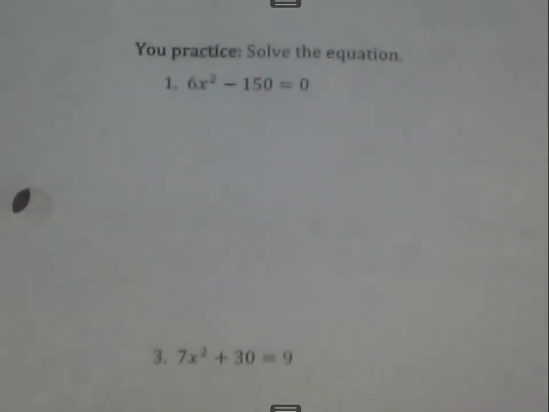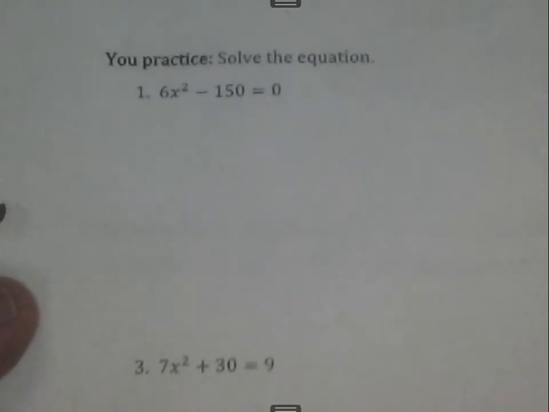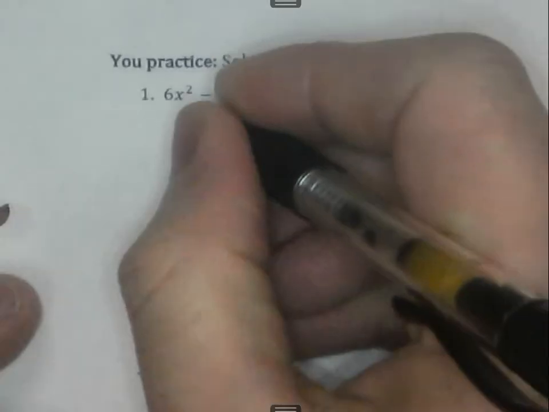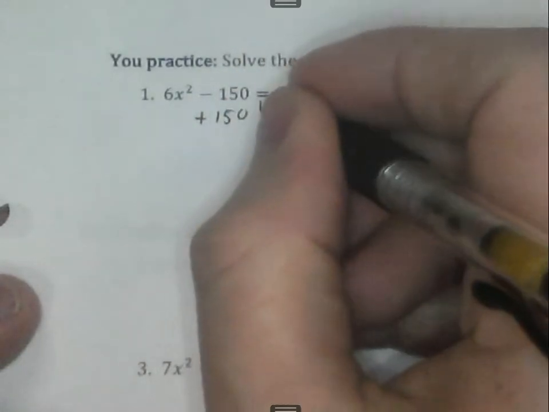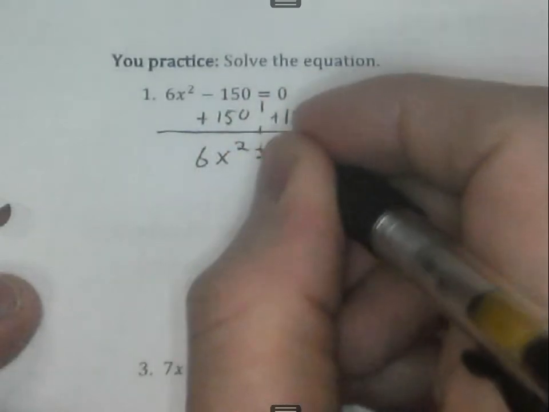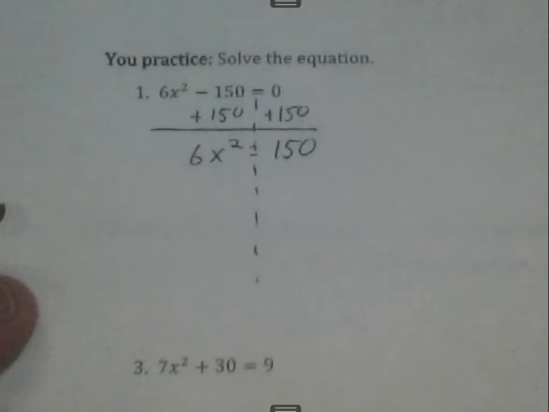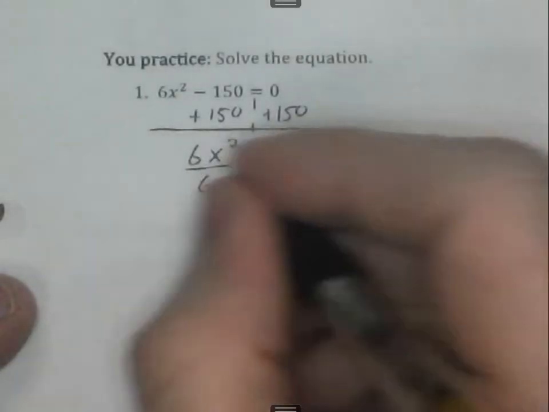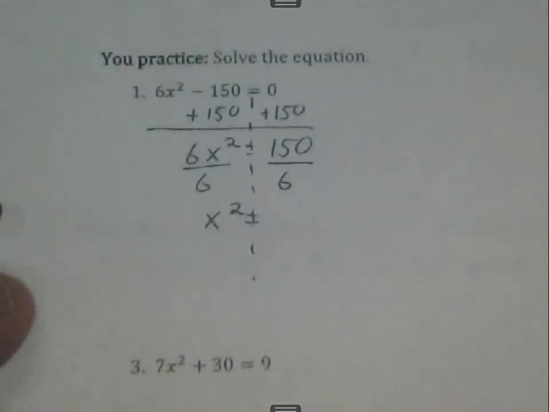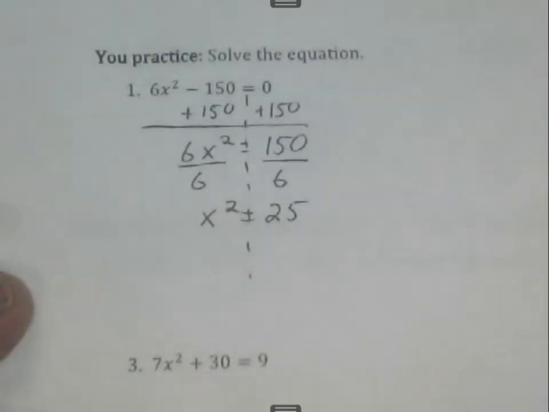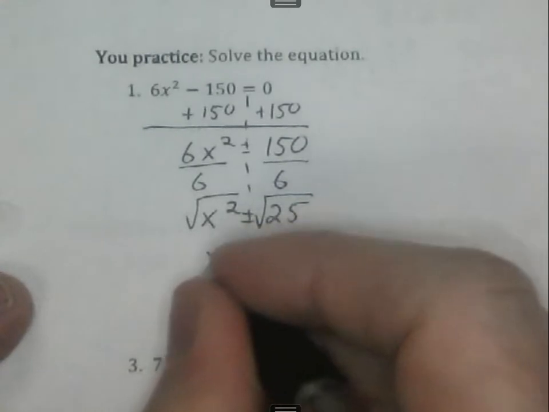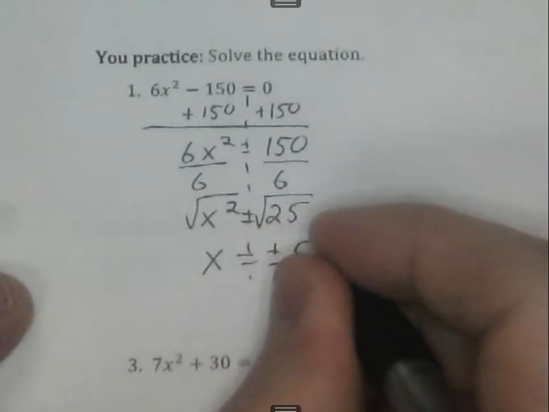All right, why don't you go ahead and try the U practice for number 1. The answer is, add 150 to both sides. This gives you 6x squared equals 150. Divide by 6. X squared is equal to 25. Take the square root of both sides. This gives you x equals plus or minus 5.